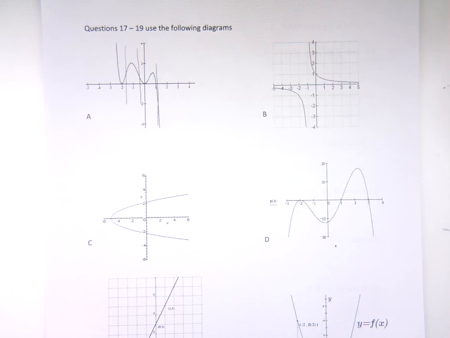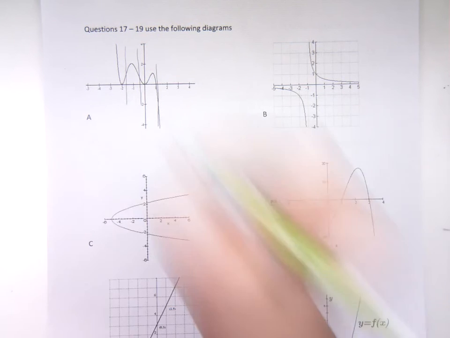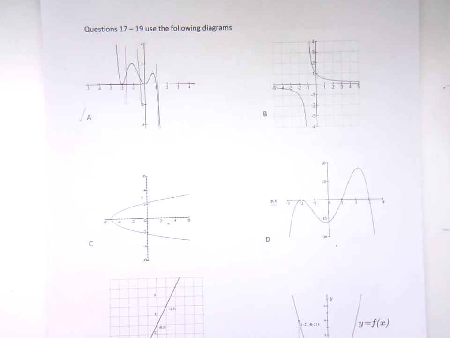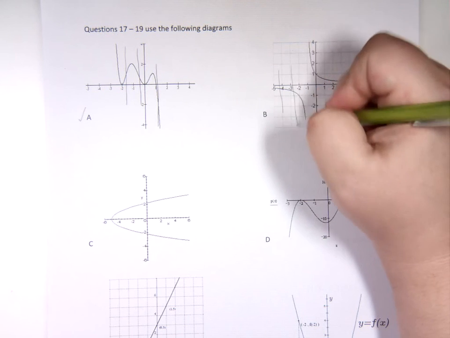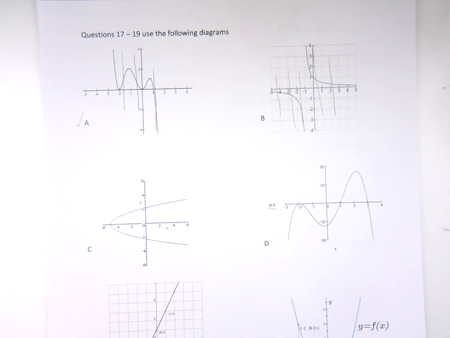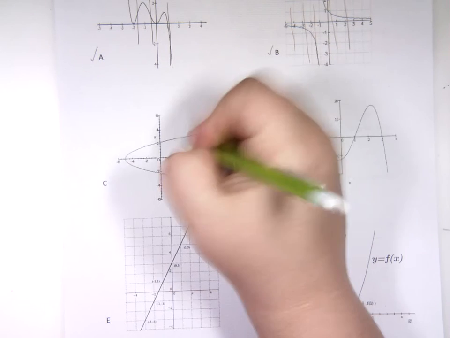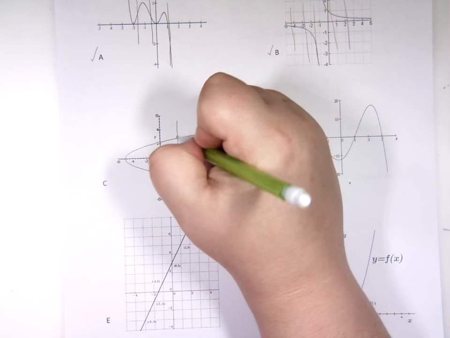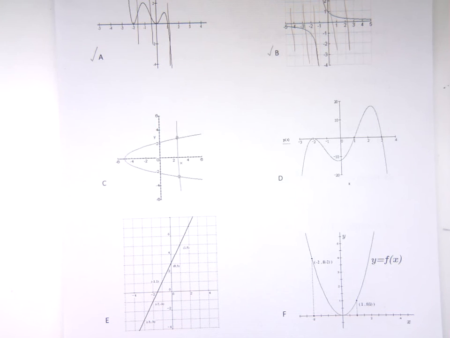This one's good. Same thing here. No matter where I draw a vertical line, it's only going to intersect the graph at one y value. This one's a function. This one, however, if I draw a vertical line, it intersects the graph at two different y values. So this one is actually not a function.